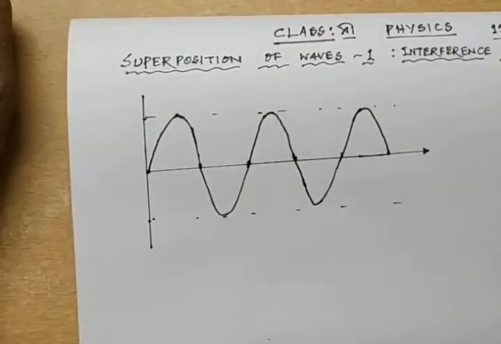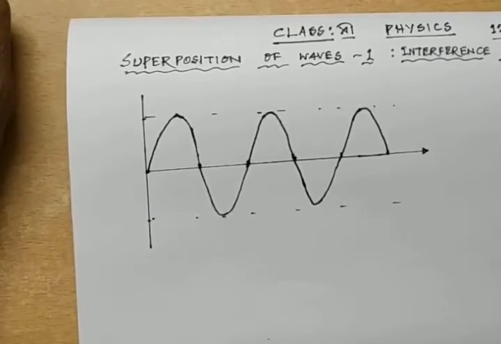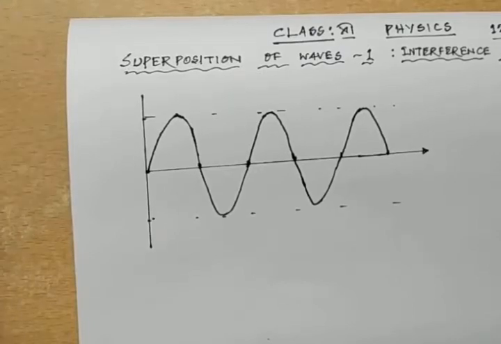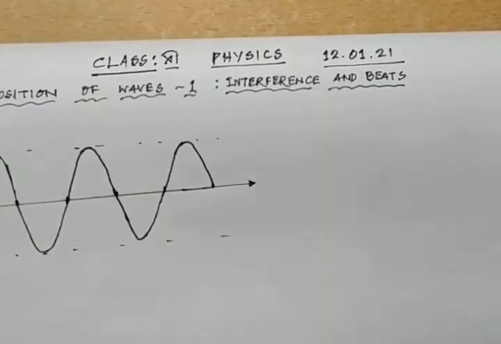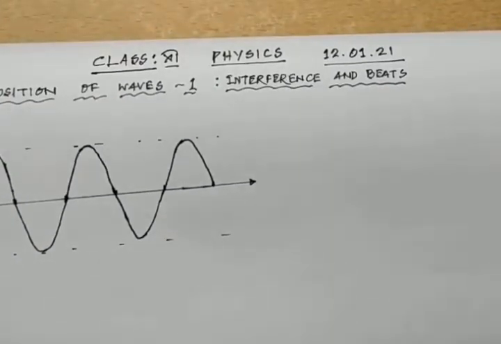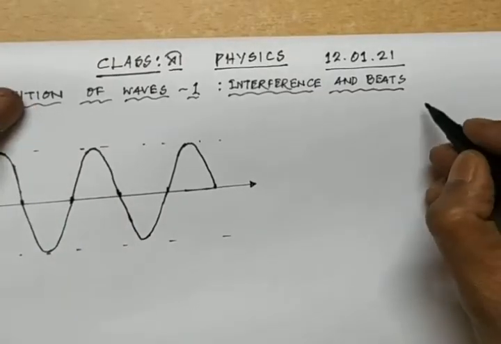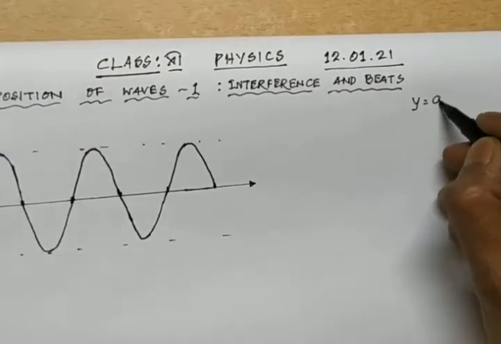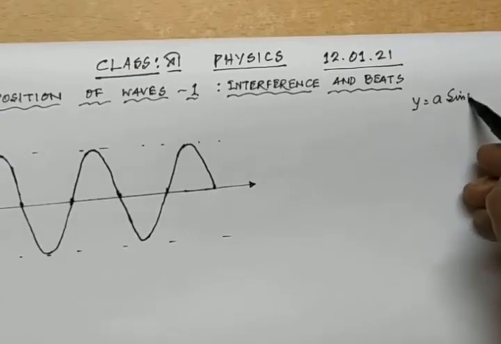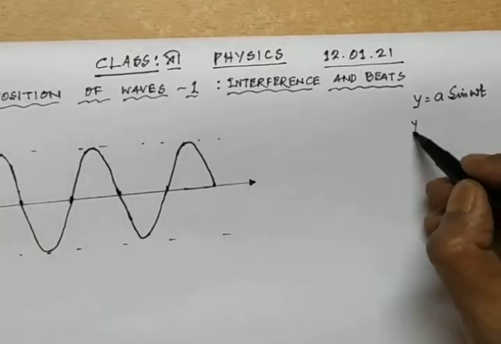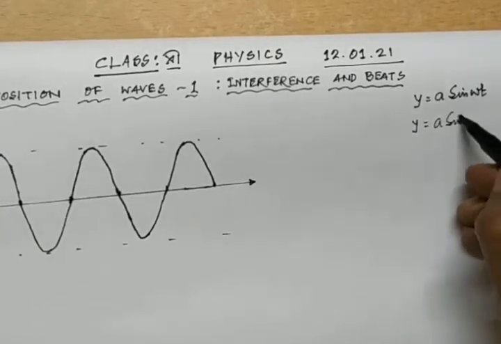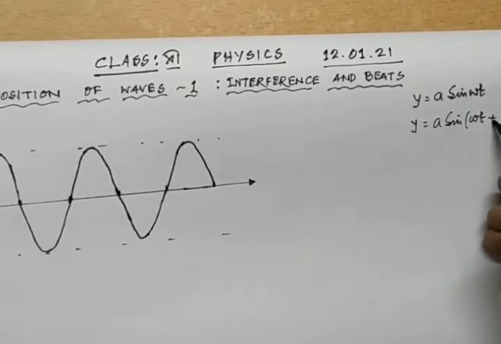In previous classes we have discussed how the wave behaves. First of all, the equation of simple harmonic motion. What is the equation of simple harmonic motion? We all know that it is y = A sin ωt, and also y = A sin(ωt + φ).